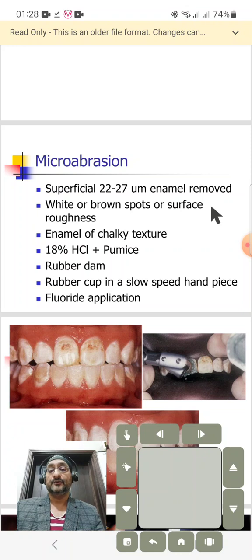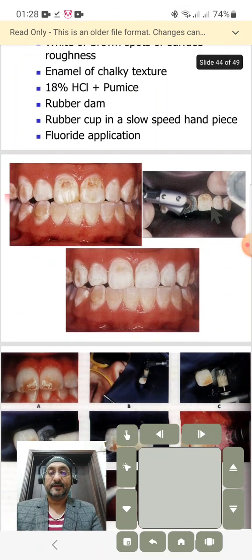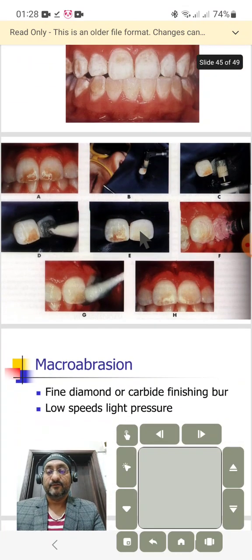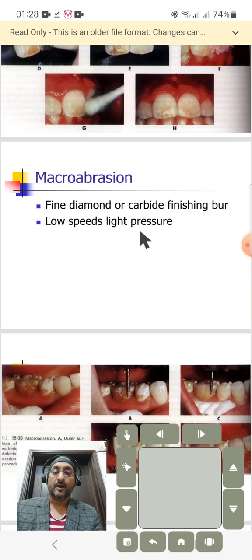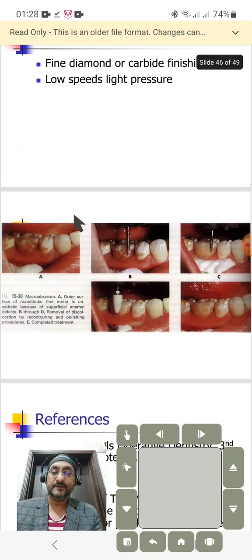For this we use microabrasion with 18% HCl plus pumice. Rubber dam isolation is important. Use a rubber cup and a slow speed handpiece, and sometimes you need fluoride application later. The results are very good. For extensive stains, sometimes you are supposed to use fine diamonds or carbide finishing burs at low speed with light pressure, known as macroabrasion, and you can see the results for macroabrasion as well.